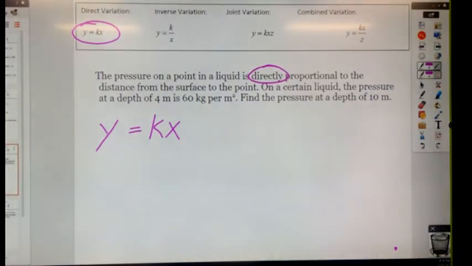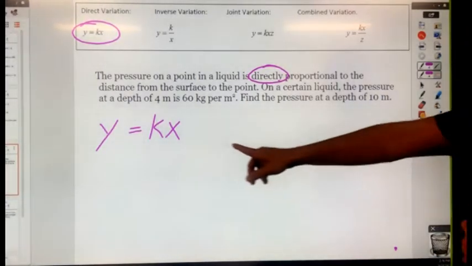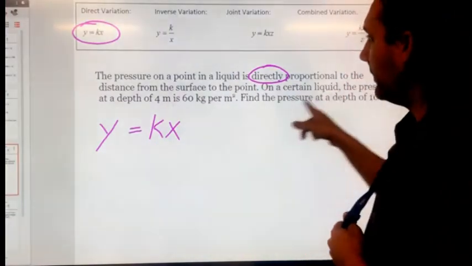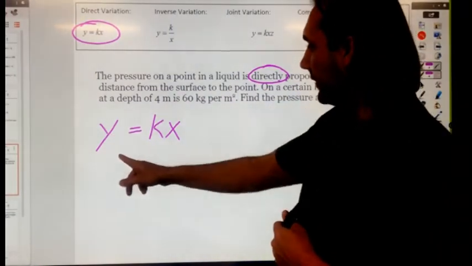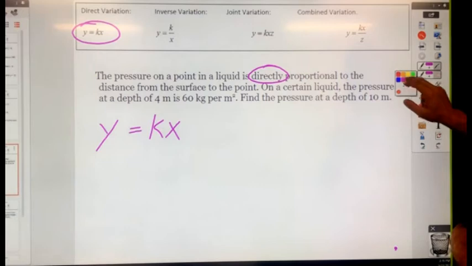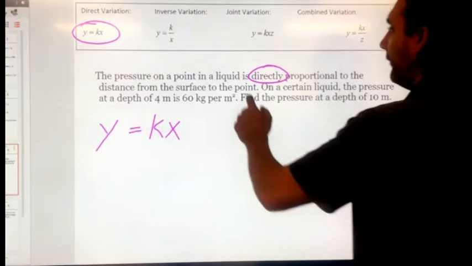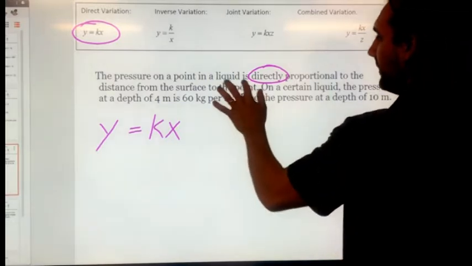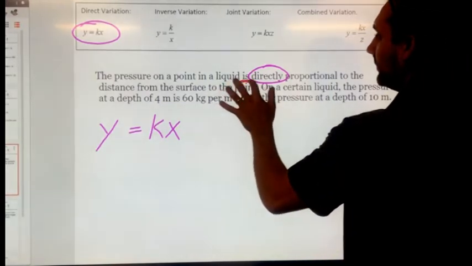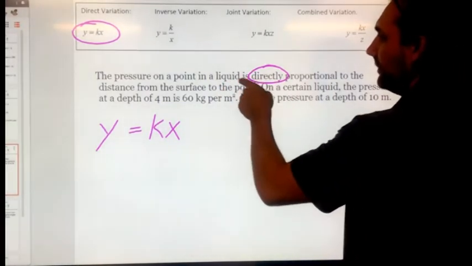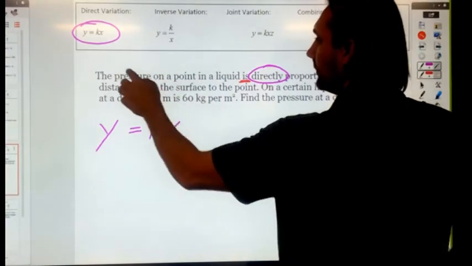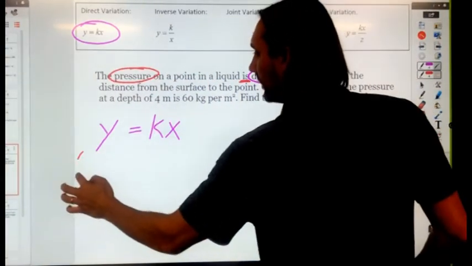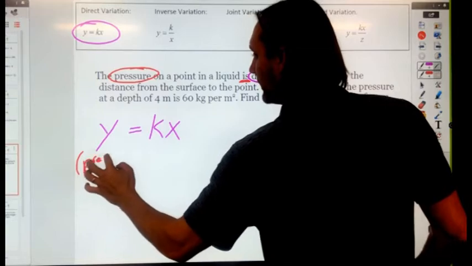Unlike the previous problems, this doesn't tell us what k equals. K is going to be a number, so it's not related to any unit here. So we have to figure out what is our y and what is our x. A good rule of thumb is anything before the word directly is going to be your y value. Note that with math, "is" means equals. So what unit of measurement do you see before all of this? Pressure. So y is my pressure.